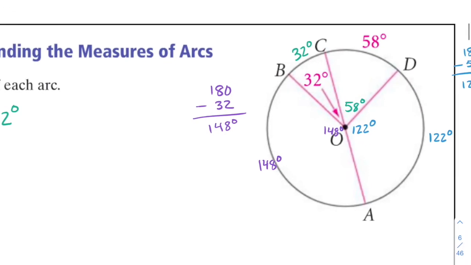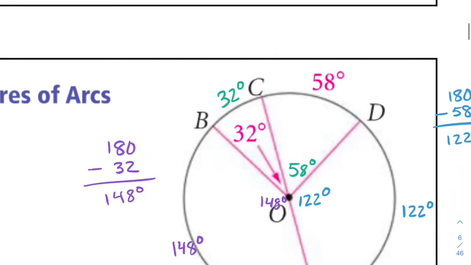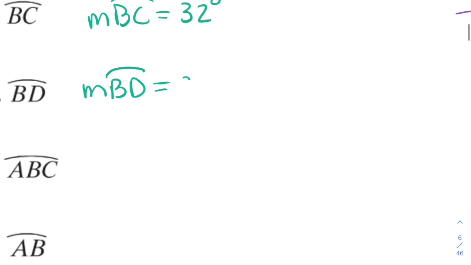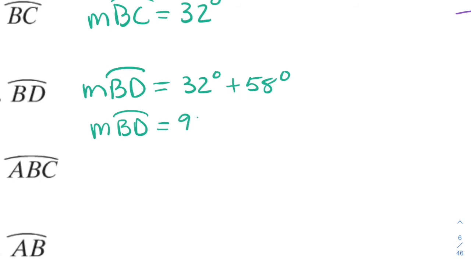BD, look at, that's unique. So it wants me to add those together. It wants me to use the arc addition postulate. So 32 plus 58. So measure of arc BD appears to be 90. All right.